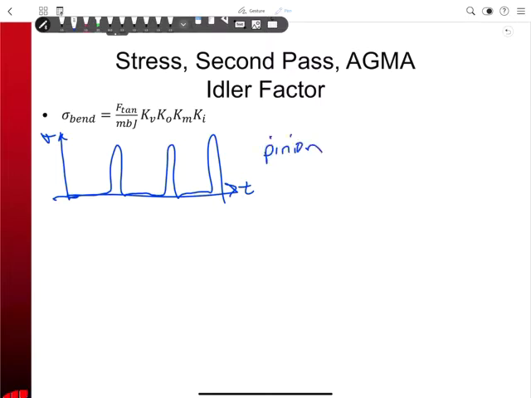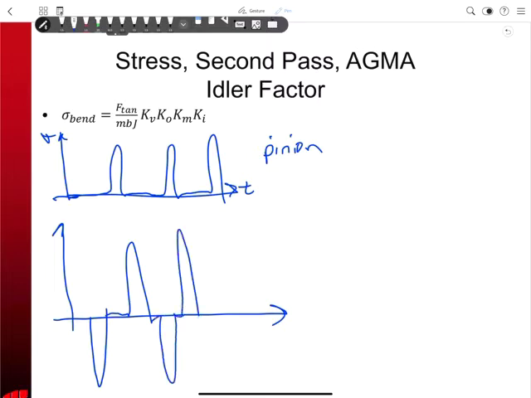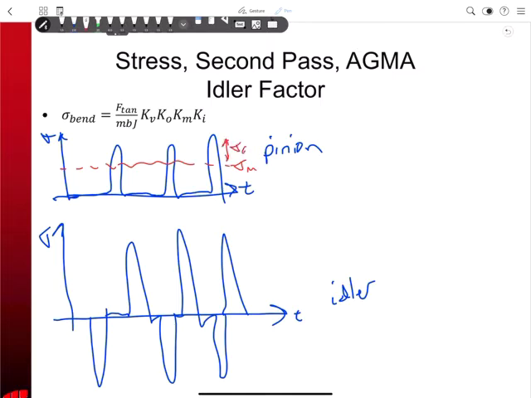But for the idler, what does it look like? At first, it gets driven. Actually, I should switch that. For the idler, it gets driven. Nothing, and then it drives, and then it gets driven, and then it drives, and it gets driven, and then it drives. Right. So, what is the result of this? Sigma versus time for the idler. The result of this is that this is my sigma mean, and this is my sigma alternating, right?